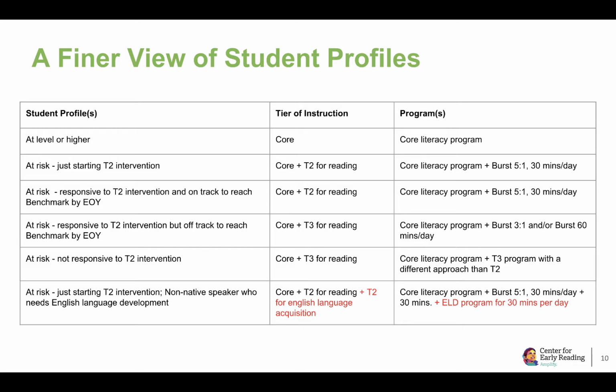In short, students who are at risk should stay in Tier 2 if they're responsive and on track to reaching end of the year goals. If they are either not responsive to this Tier 2 program or not on track, then you would need to consider switching their level of intensity to Tier 3.